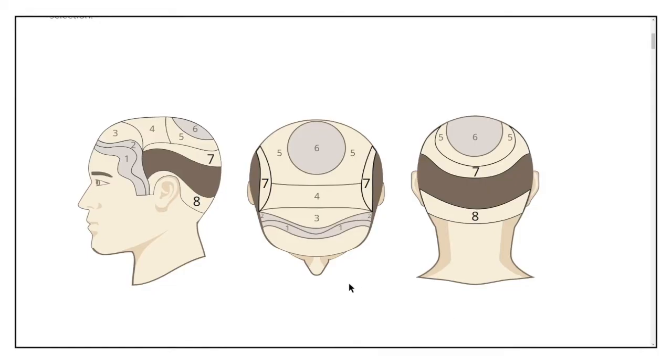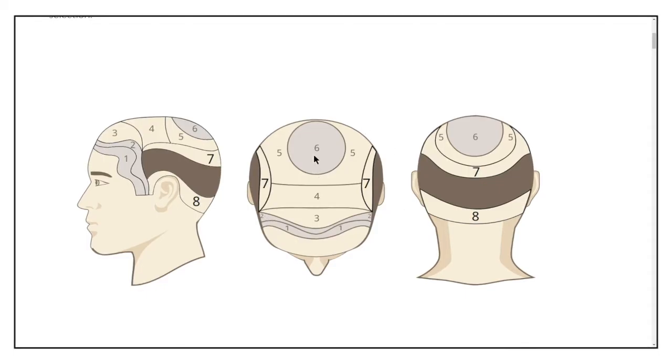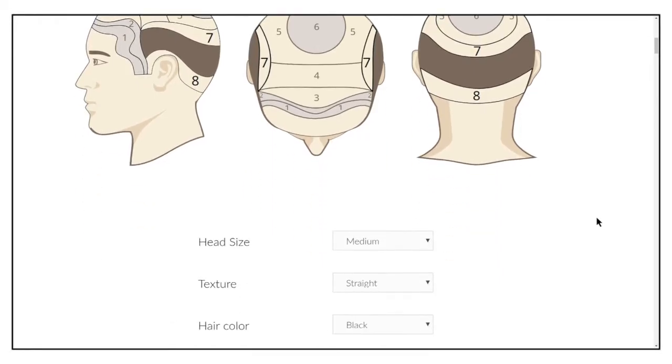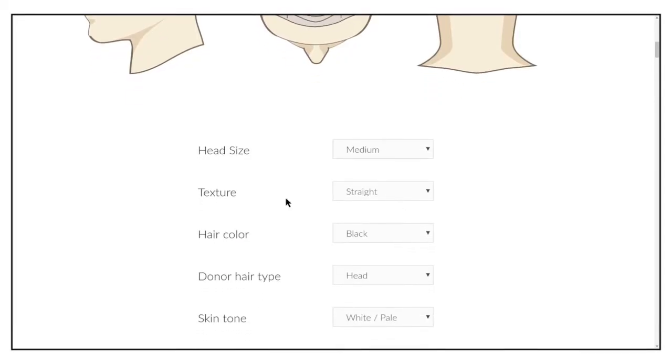Here I have already selected numbers 1, 2, and 6 on the area of the head that I want hair transplant. If I make a mistake, I can just click on that area one more time to deselect it, just like that. And once I'm happy with the selections, I can go to the next section and fill up these attributes for my head.